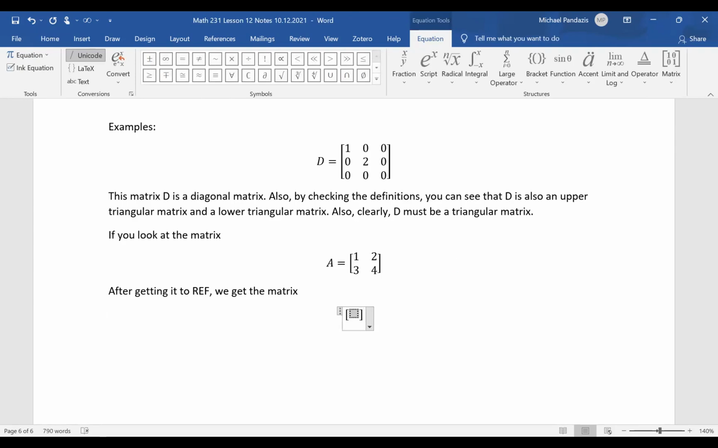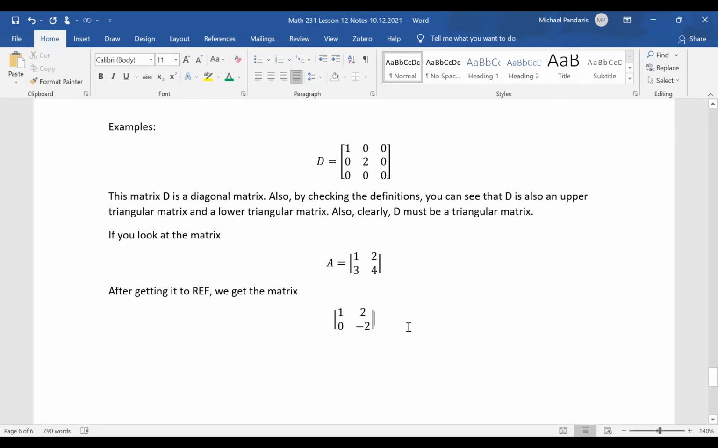So we get this matrix to row echelon form. When you get this to row echelon form, you add -3 times the first row to the second row. And so you have a 0 here, and you have a -2 here, because -3 times 2 is -6, and -6 plus 4 is -2. Now you have this. Oh wait, so then we need to multiply the second row by -1/2. We'll get that.